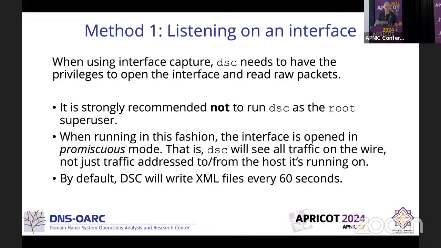When running in this fashion, the interface is open in promiscuous mode, and that means you're going to see all the traffic on the wire. Now, obviously, if this is a switched environment, you're not going to see much else than the traffic that was destined for your host, or maybe the virtual machines running on your host, but not much else. But at least it's not going to be targeted specifically at one destination or IP address. It's going to be all the packets in and out of that interface. And by default, it's going to be writing XML files every 60 seconds, but you can change that.